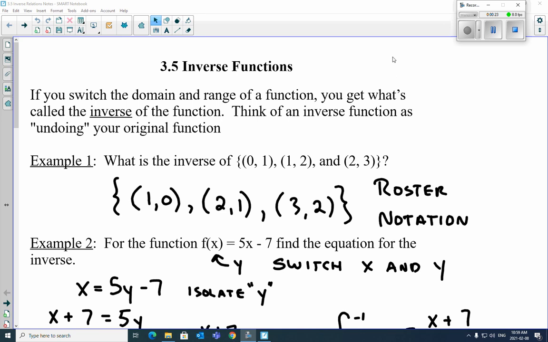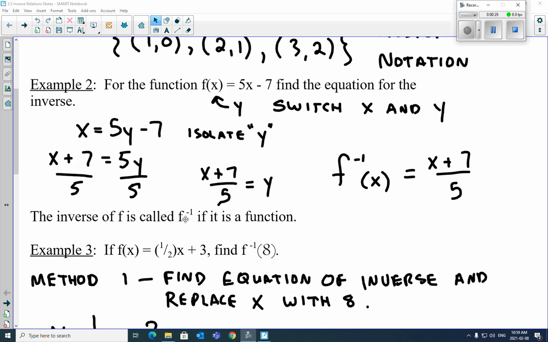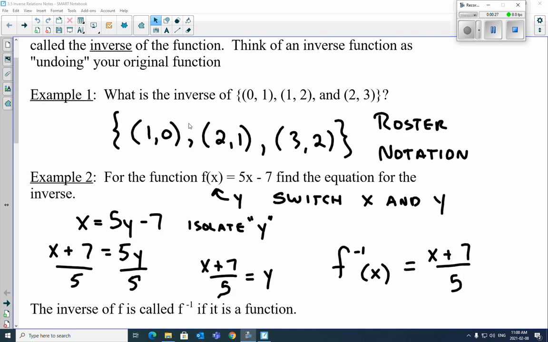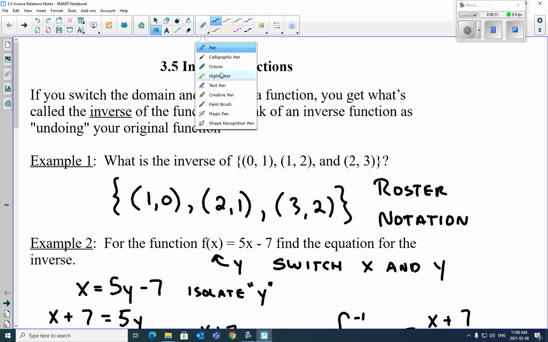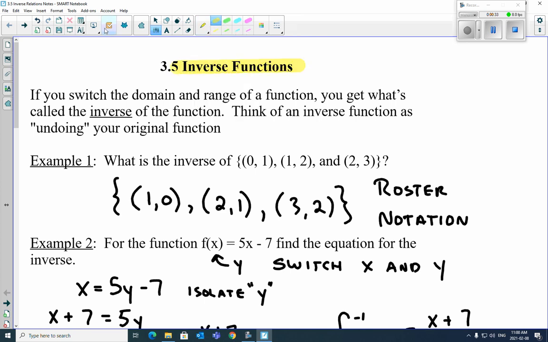And how we often write it, and you'll see down here, it's called f of -1, right? That's how we're going to write it when we're talking about inverses. And you have to use that terminology so then I know specifically that you're talking about inverse functions, right? Okay. So let's do example number 1.